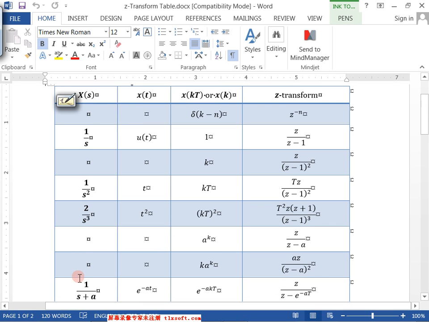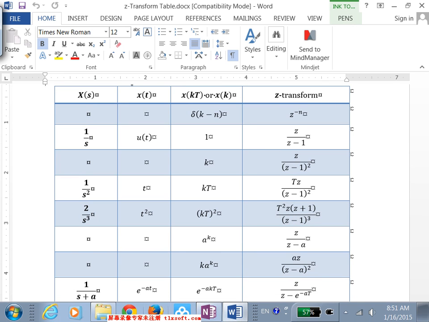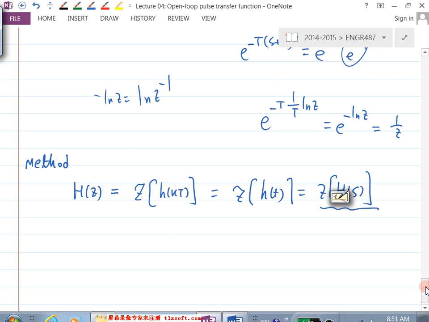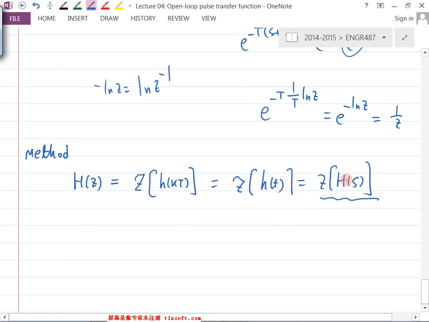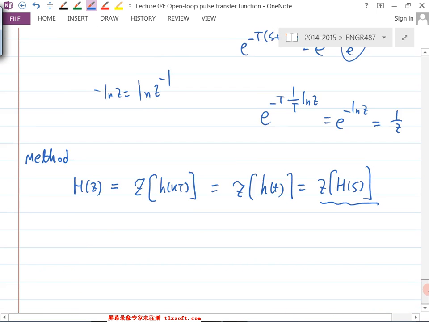You have this one here. If I say, okay, what is the 1 over s z transform? It's that, right? What is this guy? It's that, right? Something like that. So basically what this means is, if I can simplify this guy into the simplest format, then I can use a table to find h of z, right? So now let's try this approach for this example right here.